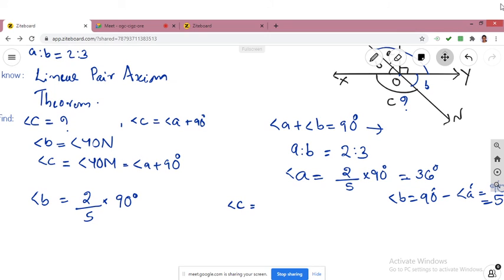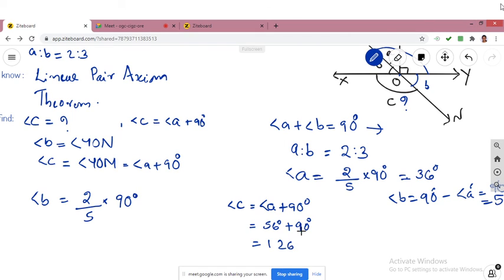Angle A is equal to 36 degrees, ma'am. 90 plus 36 is equal to 126 degrees. So did everyone get the answer to be 126? Yes, ma'am. Angle A is 36 degrees, plus 90 degrees, we got the answer to be 126 degrees.